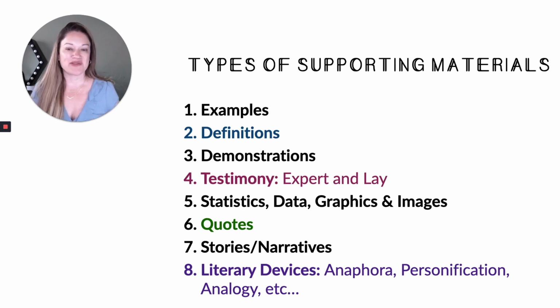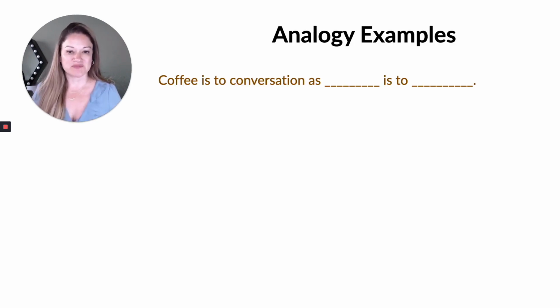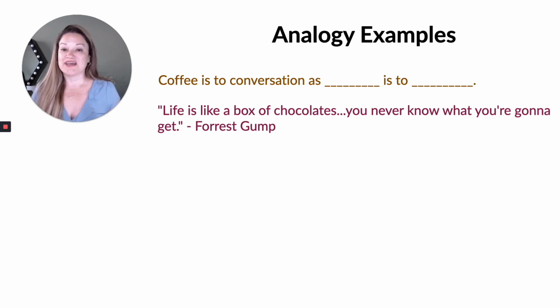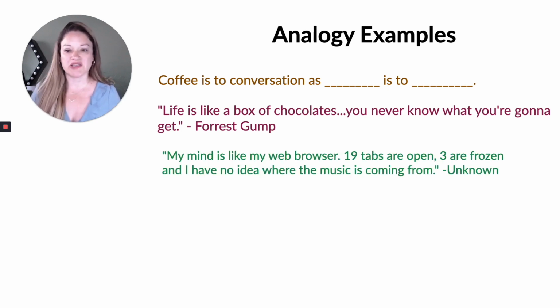So let's end today with a few analogy examples. See if you can fill this one in. Coffee is to conversation as blank is to blank. All right, see if you can come up with one on your own of that. I'll leave that for you. Forrest Gump: Life is like a box of chocolates. You never know what you're going to get, right? So if you haven't seen this movie, I'm going to recommend it to you. It's an oldie but a goodie.